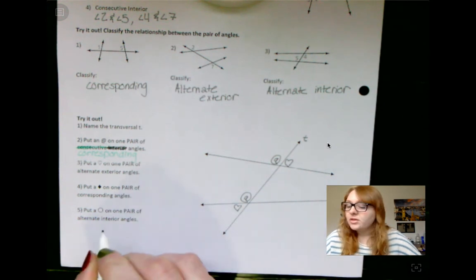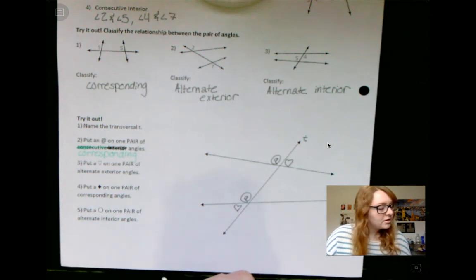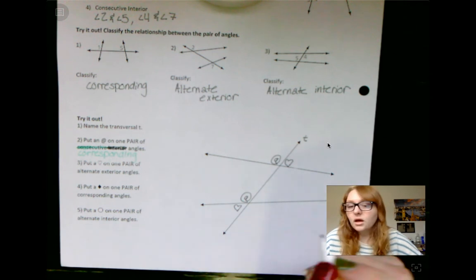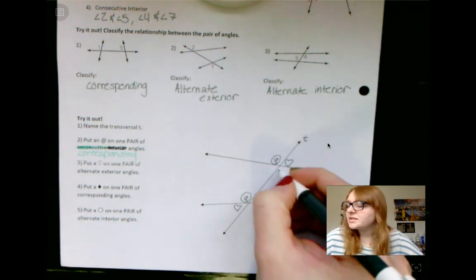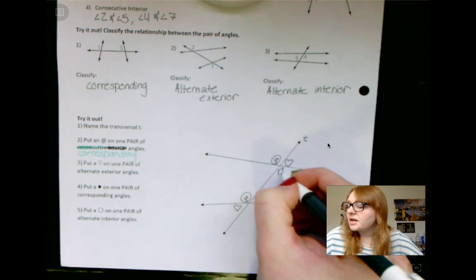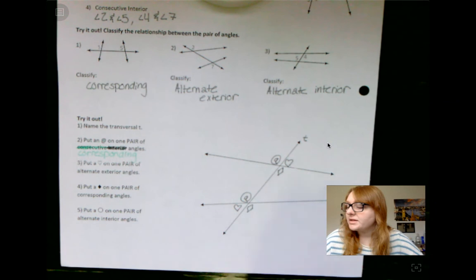Okay, the fourth says put a diamond on one pair of corresponding angles. Okay, so we'll put the diamonds in the bottom right and bottom right.